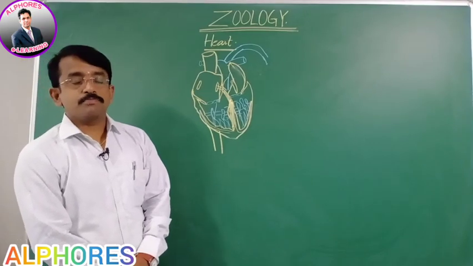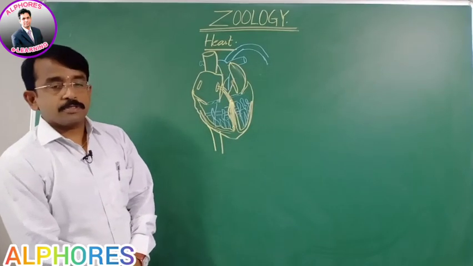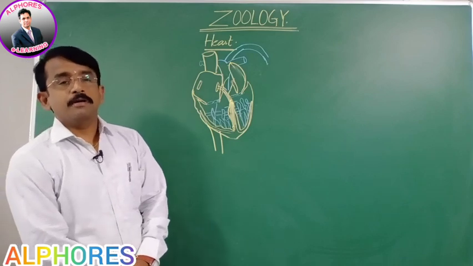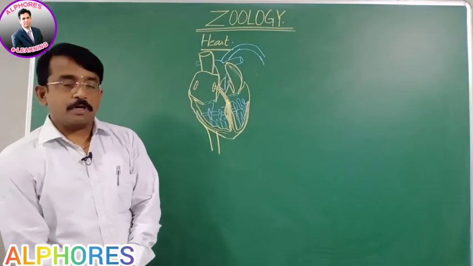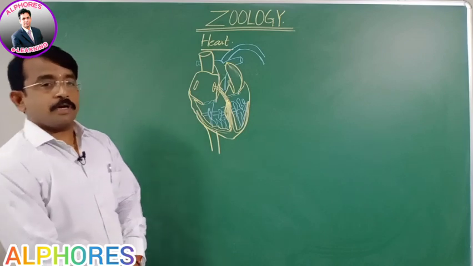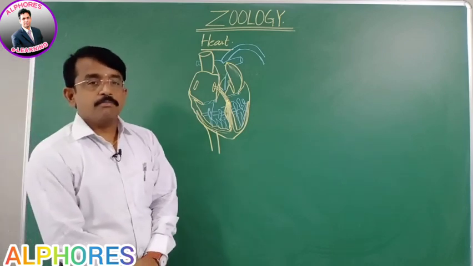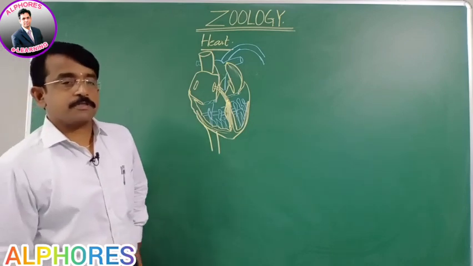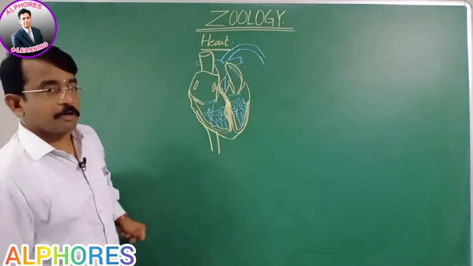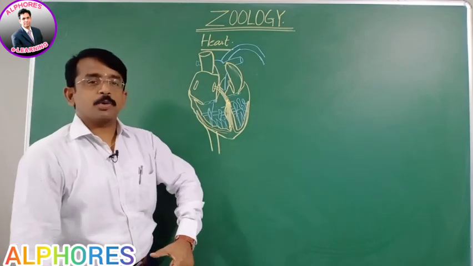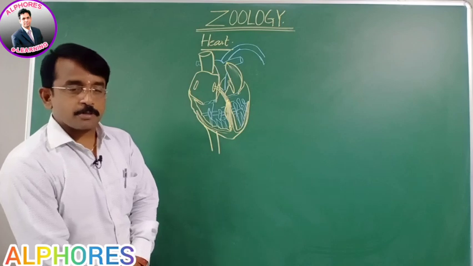This is the Zoology subject, 3rd chapter, session 17, internal structure of the heart. We'll discuss it. Previously we have discussed the closed and open types of circulatory system. Human beings show the closed type of circulatory system.